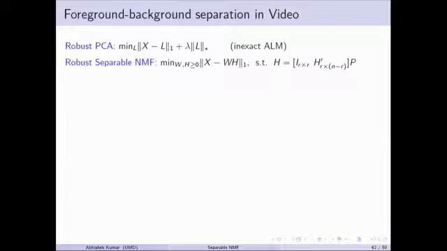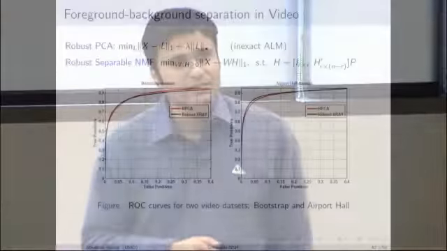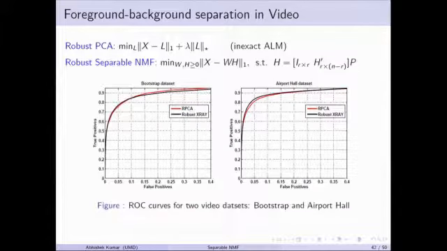So this is a quantitative comparison between robust PCA and separable NMF. Again, in robust PCA we don't have any non-negativity constraints on the low rank part. We use 2 data sets here, Bootstrap and Airport Hall, and for these 2 video data sets we have the correct ground truth. So we know which pixels are foreground; we have them labeled. Here I've shown the ROC curves for these 2 data sets. On the x-axis I have the false positives, on the y-axis the true positives. In these 2 data sets you can see that robust X-ray is performing as good as robust PCA.